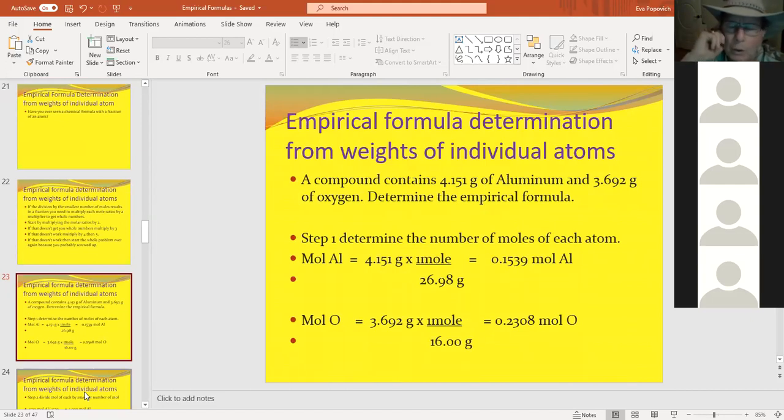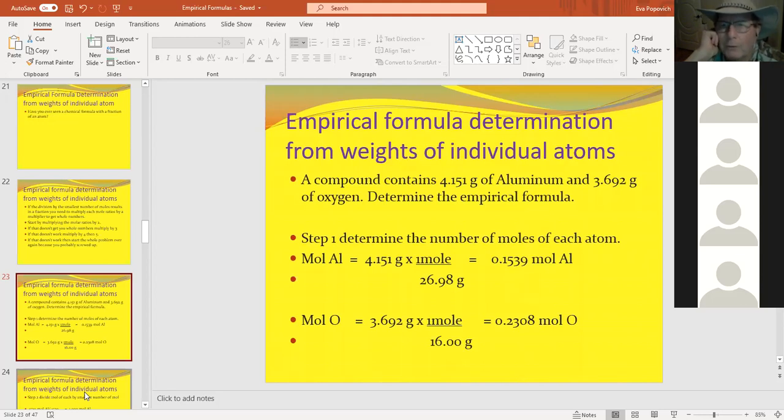Wait. Why did I use 16 instead of 32? Anybody know the answer to that? Why did I use 16 instead of 32? Isn't O2 32? Oh, it is. So why did I use 16 instead of 32? Because there's only one oxygen. There's only one molecule of it?